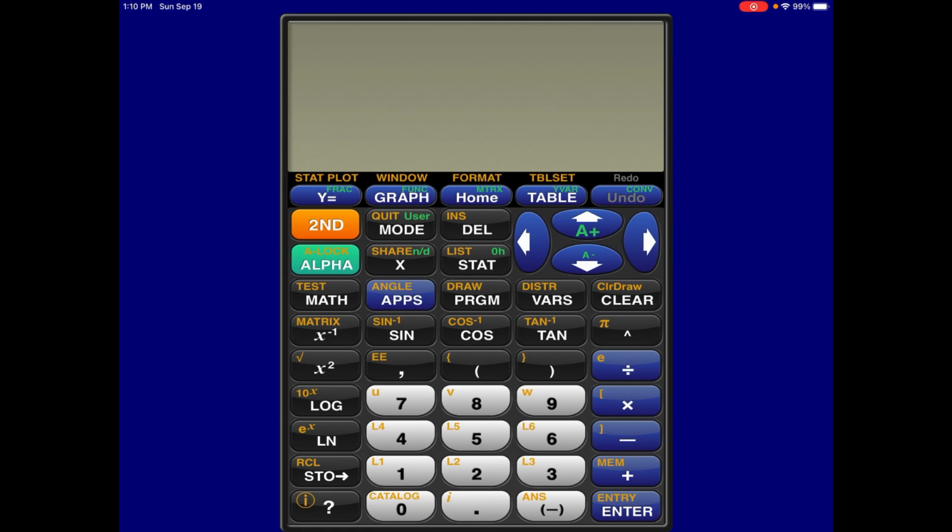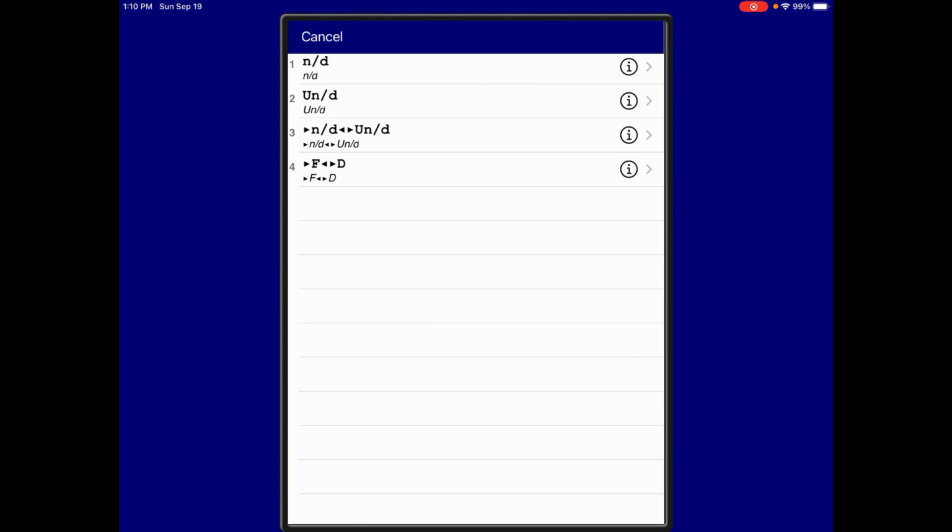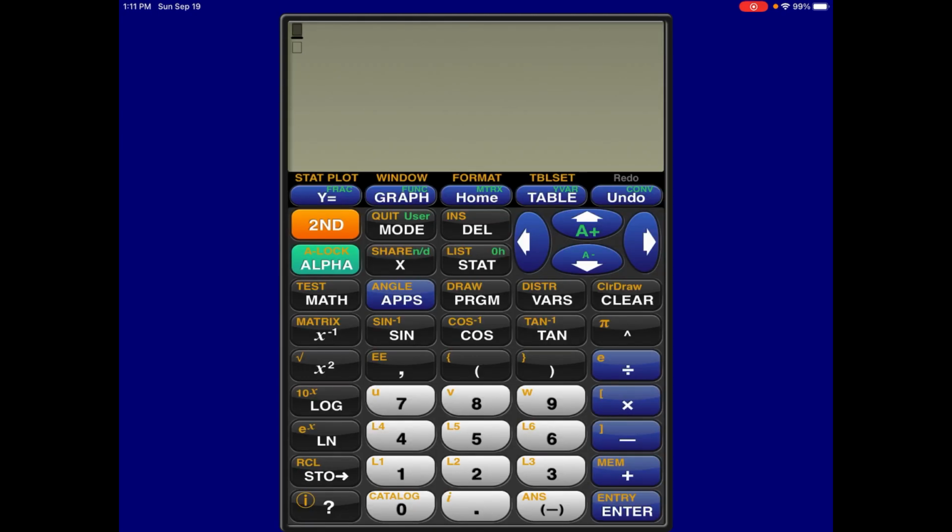I'm going to try something this student told me a long time ago. So alpha y equals. Alpha y equals. You'll see this says fraction in green there, so let's just try it. Oh. Let's try it. Ooh, do you see what it did? It made a fraction for me. So again, that was alpha y equals. Good job, student of the past.